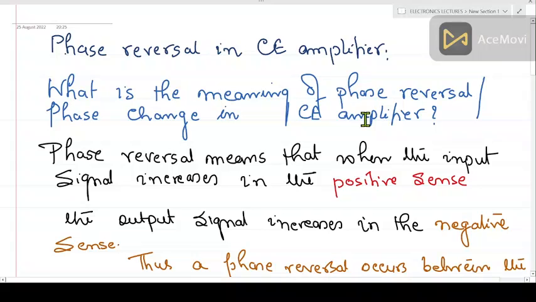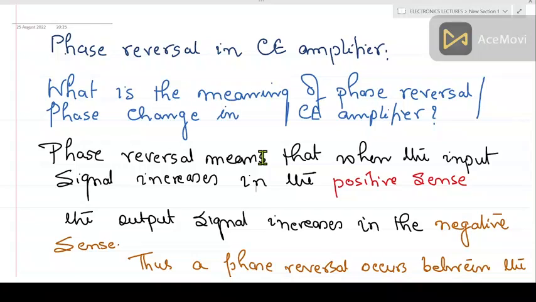When you have a CE configuration, in that configuration what you observe is that there is a phase reversal between the input and the output signals. Means the input and output signals differ by phase. So here we will learn what is the reason for phase reversal and how it occurs. Suppose in the examination you are asked to show that the input and output signals in a CE amplifier are out of phase, they differ by 180 degrees. Then how will you show this?